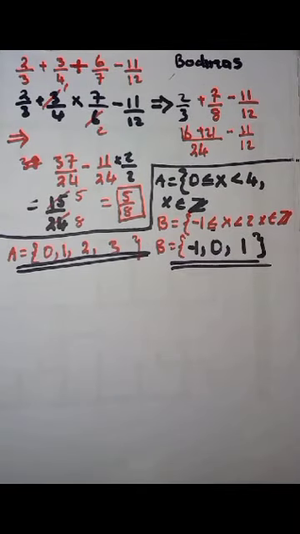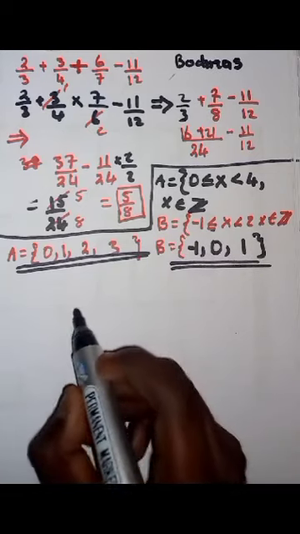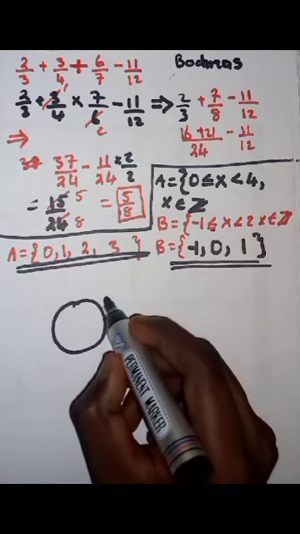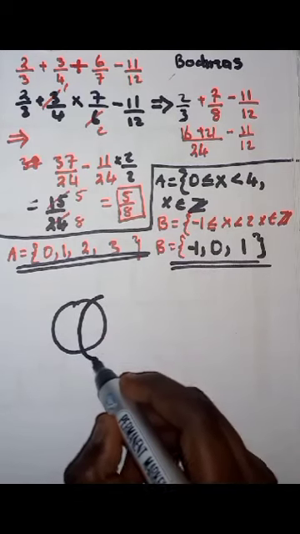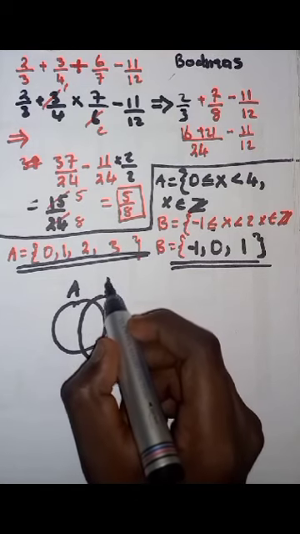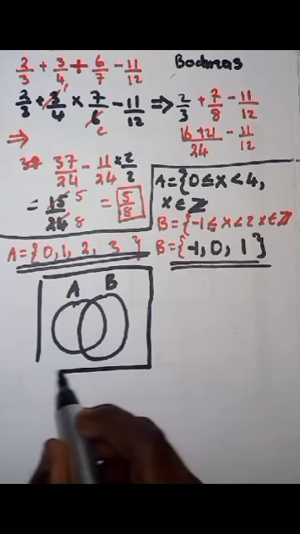Good. Then the next part simply wants us to draw a Venn diagram to represent the sets. There are so many ways in which you can draw it. We can draw it like this. Let's say this is the set A, then this is the set B. Please don't mind the size of my diagram.